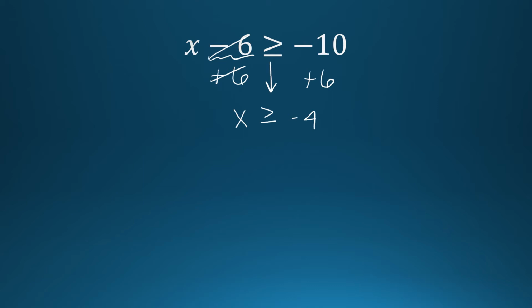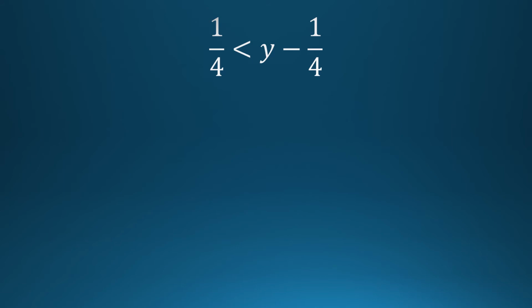If you wanted to graph your inequality once you had the variable isolated, you can go ahead and roughly sketch out a simple number line. Negative 4 is about right here. That's where we're going to put our dot, and since we have a greater than or equal to symbol, we will fill in that dot. And since x is greater than or equal to negative 4, we want all the numbers bigger than negative 4. So if we shade, we're going to shade to the right.